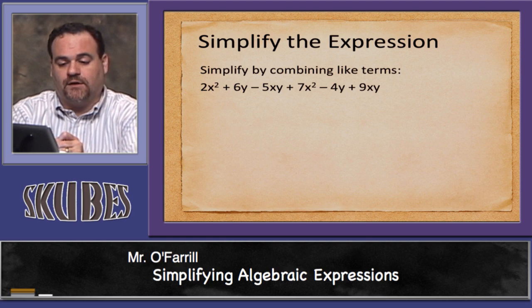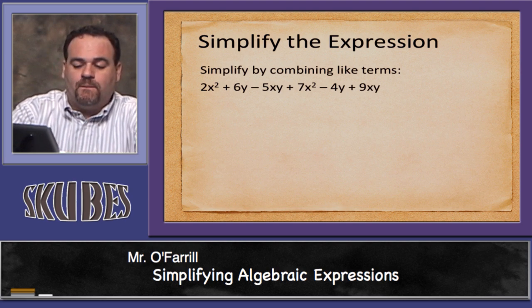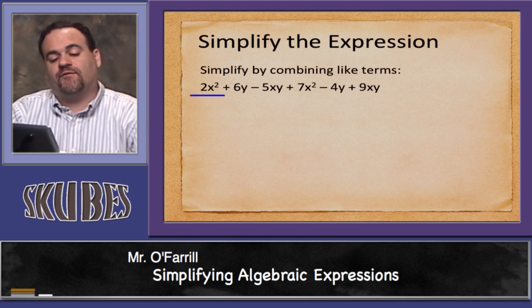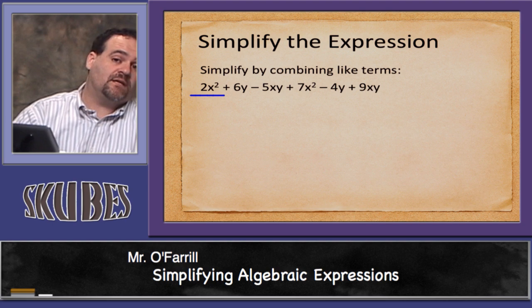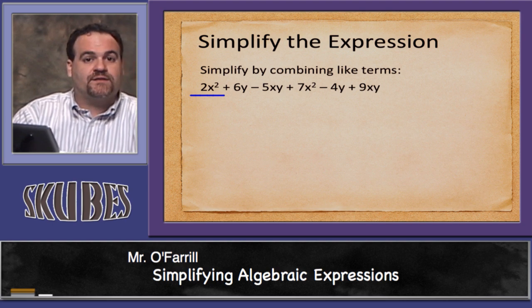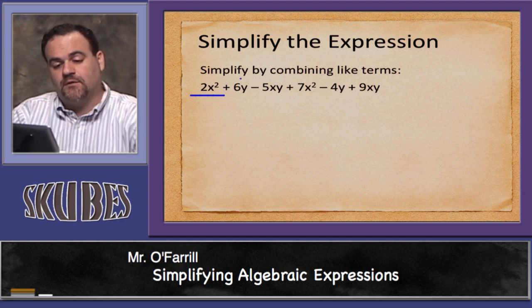Now this expression has a lot of terms, 6 of them in fact. 1, 2, 3, 4, 5, 6 of them. But it still works the same way. Let's start by looking at our first term. What type of term is it? It's an x squared term. So let's look over the rest of it and see if we can find any other x squared terms.